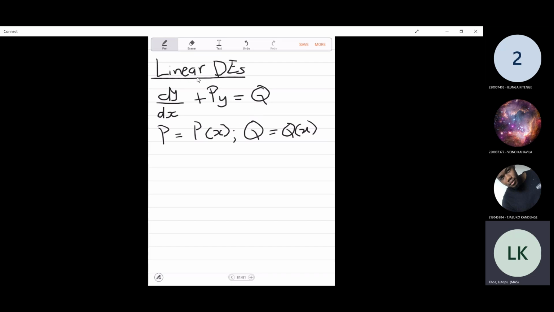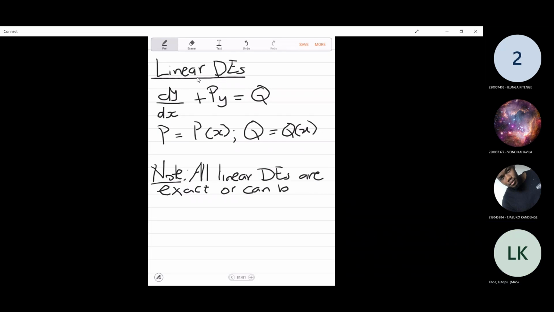Now something we should note is that all linear differential equations are exact or can be made to be exact. So that means if the way the question is given, our linear differential equation is already exact, then you can solve it as an exact differential equation. If it is not, then you know how to change it so that it becomes an exact differential equation.